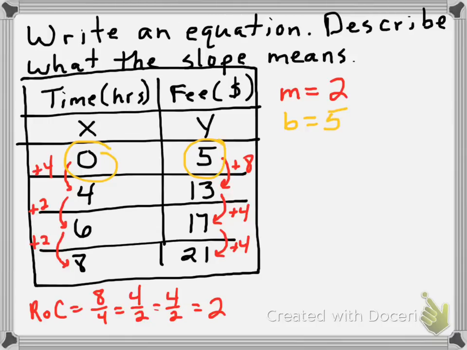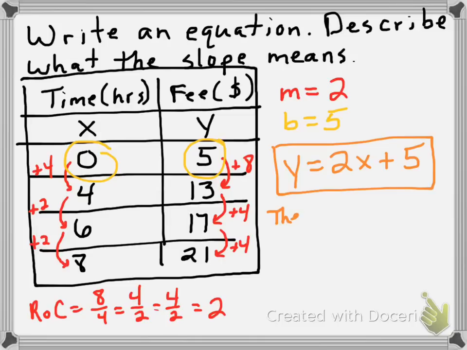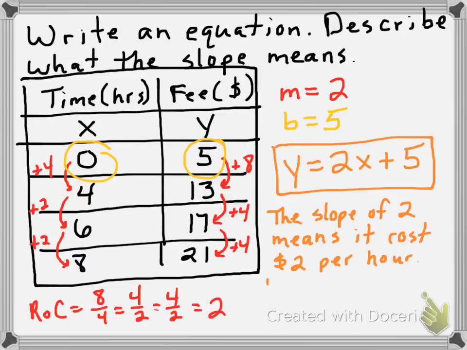Then I notice that my y-intercept is actually already in the table. When x is 0, that is the y-intercept. So b is 5. So my equation is y equals 2x plus 5. So the slope of 2 means that it costs $2 for every hour. And the y-intercept of 5 means that it costs $5 just to start.